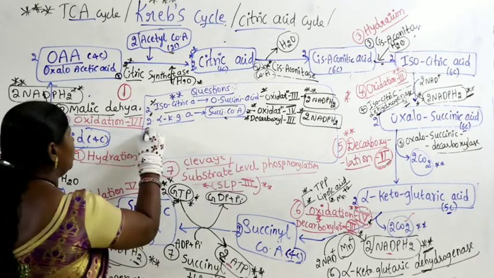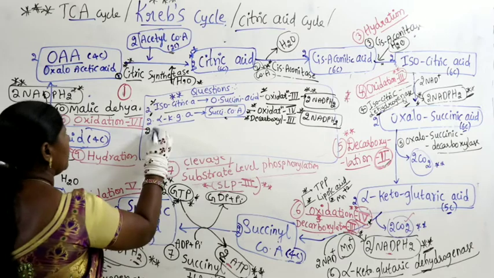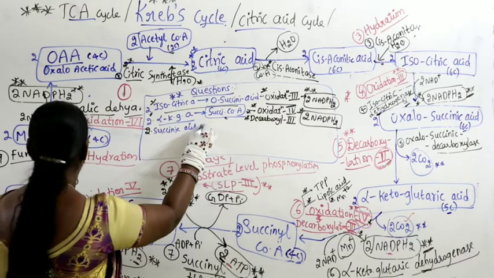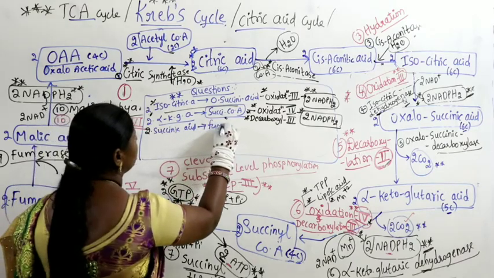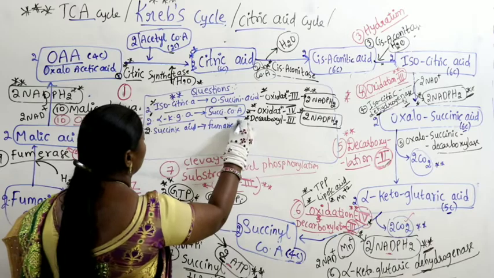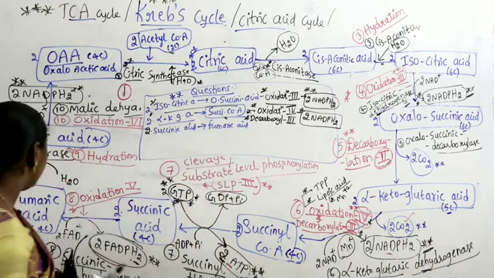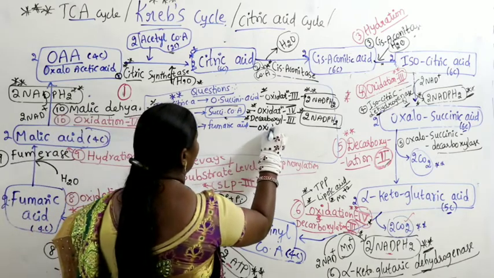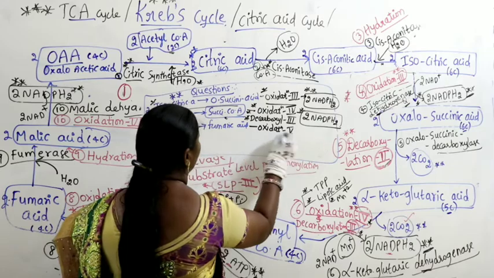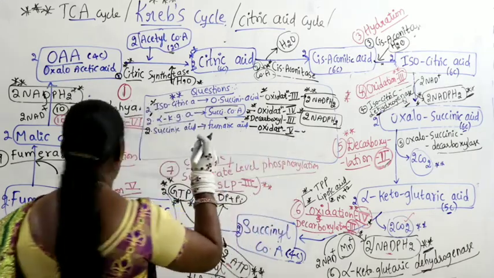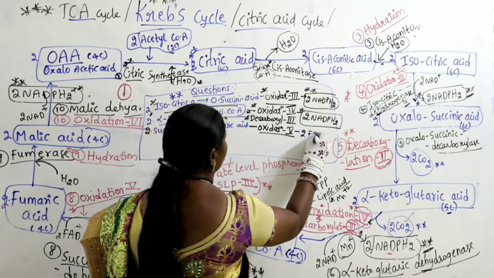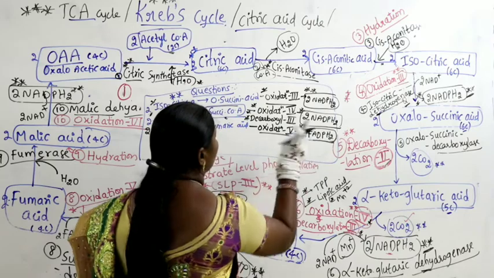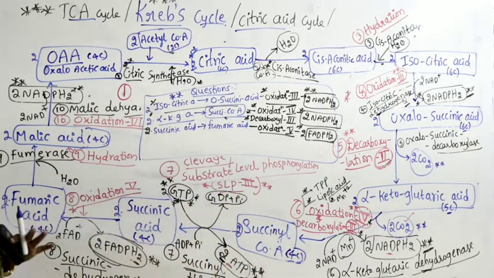This. So 2-succinic acid converts into fumaric acid, that is oxidation number 5. Oxidation number 5. So here there is a production of 2 molecules of FADPH2, very important.